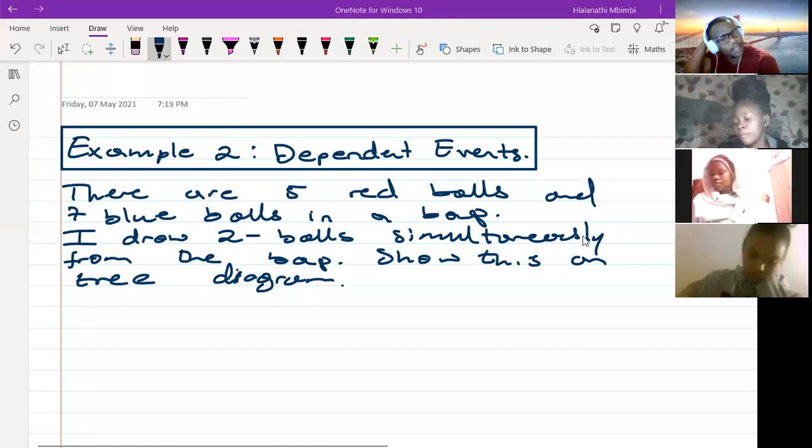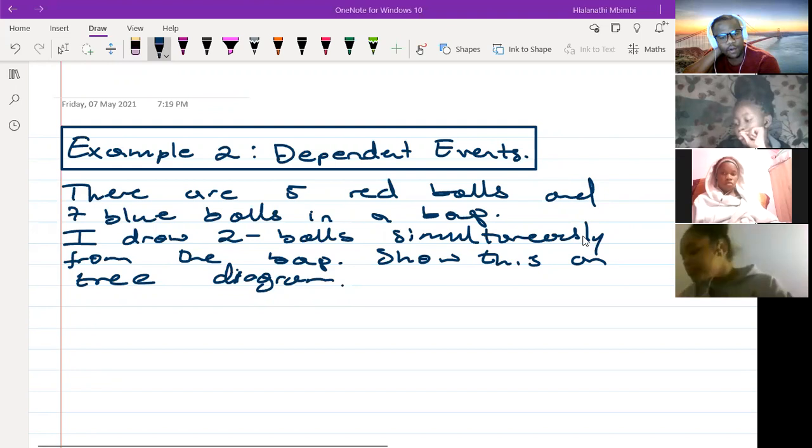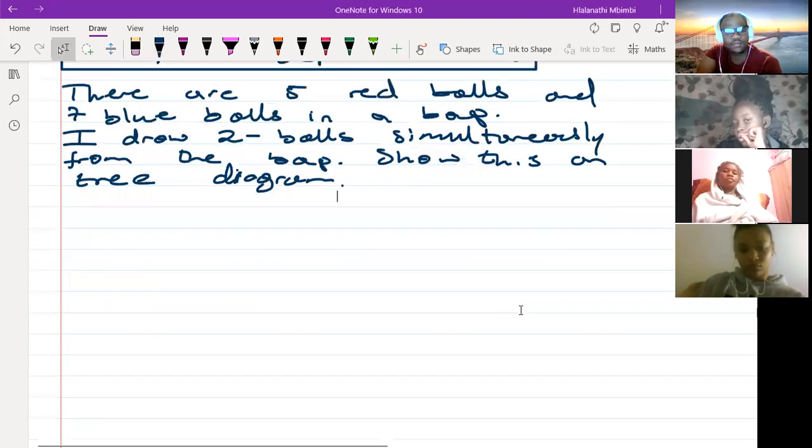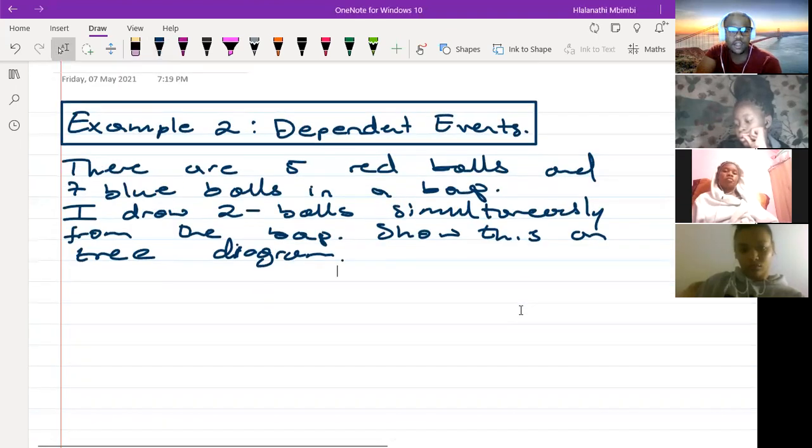So basically, we're now going to look at an example of dependent events. We have a bag that has 5 red balls and 7 blue balls. If I draw 2 balls simultaneously from the bag, how would this information look in a tree diagram? Let's take a look.